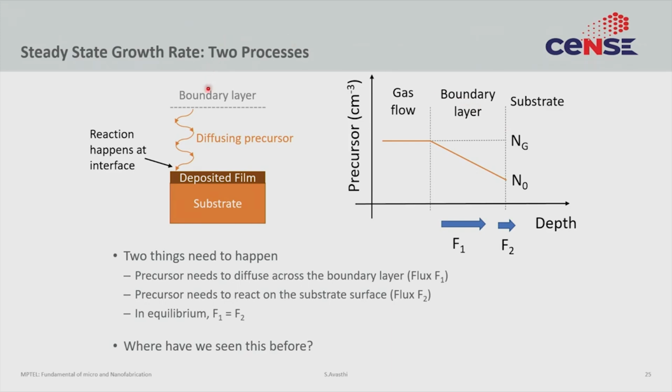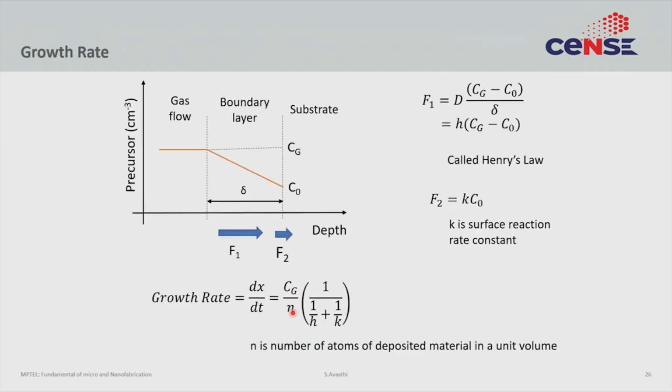So, what is happening here is that there is a concentration of gases beyond the boundary layer that we can assume to be constant, but then diffusion must occur through the boundary layer, right. And then the material must get to the top of the deposited film where the reaction will occur and the film will form. And these two fluxes, one is the flux of diffusion and one is the flux of surface reaction, must be equal under equilibrium, right. So, if F1 must be equal to F2, how can we further model this?